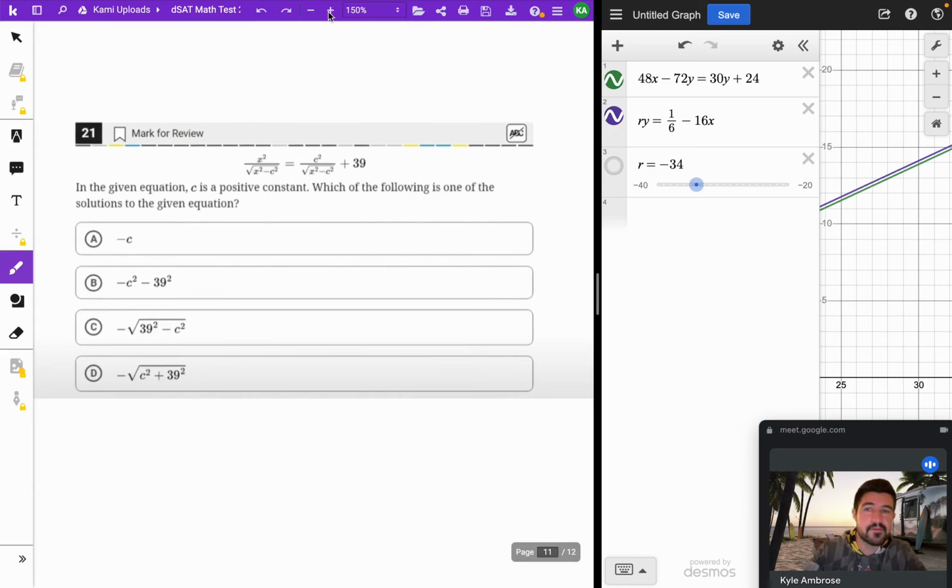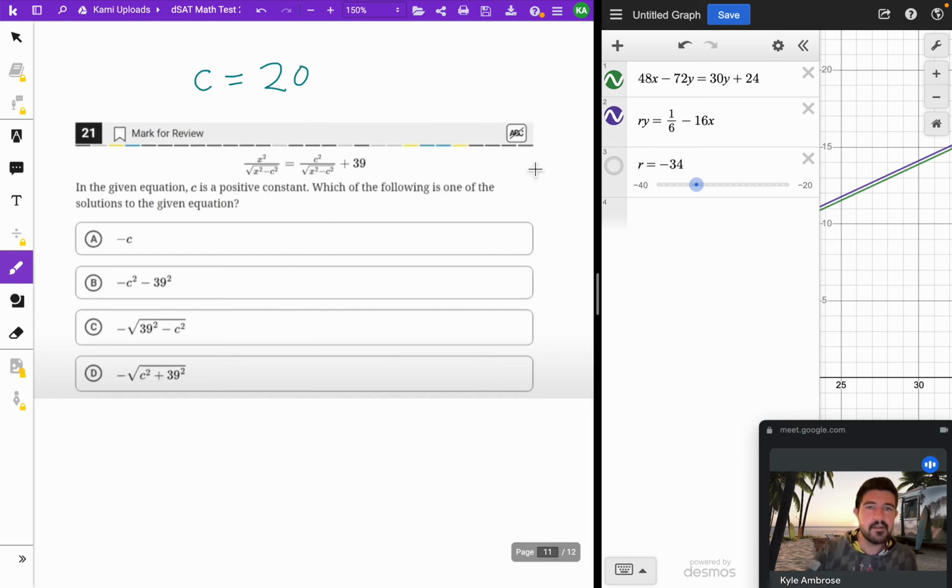This is a doozy. Buckle up for the last two. There's only 22 questions, but this one's hard. So C, they say, is a positive constant. My favorite method for this question is to pick a positive constant for C and plug it in to the equation and then use Desmos to see what happens. So if I say, maybe C is, it doesn't matter. As long as it's a positive constant, it doesn't matter.